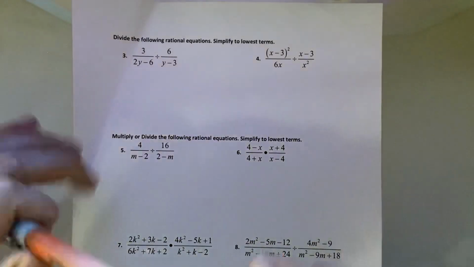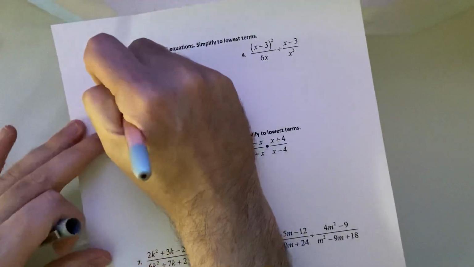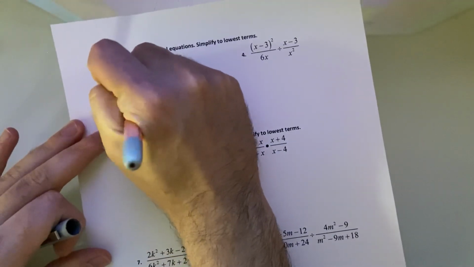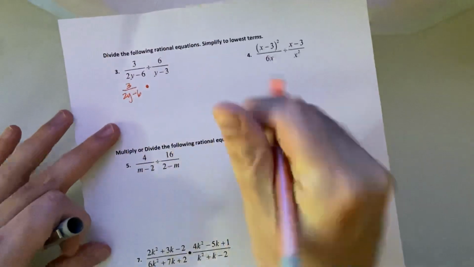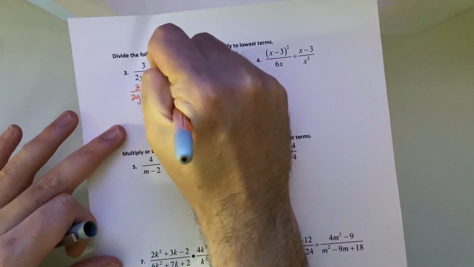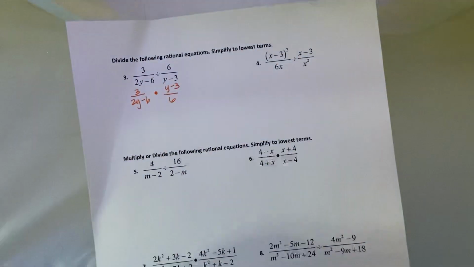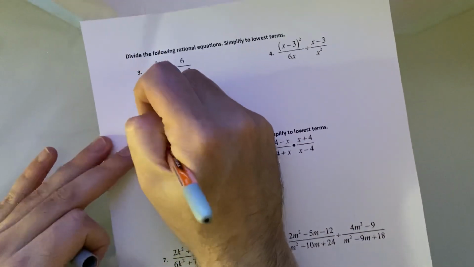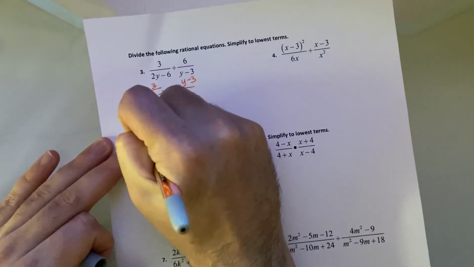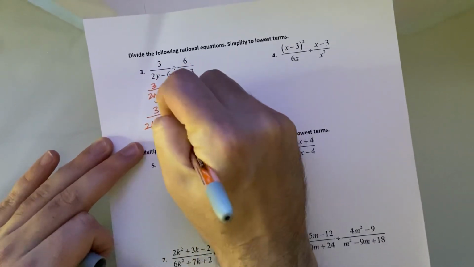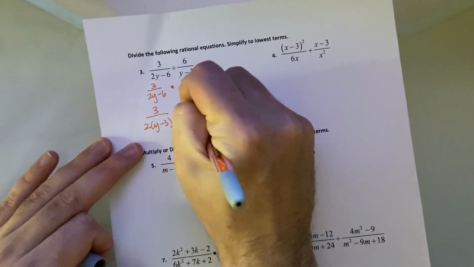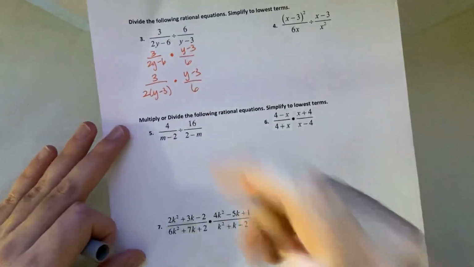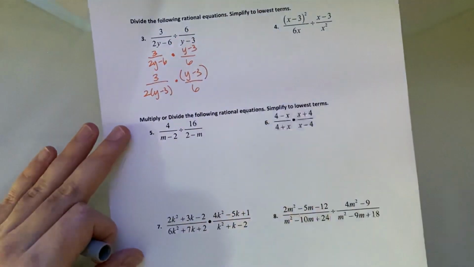Okay, so for division, we turn it into multiplication by keeping the first fraction, switching it to multiplication, and flipping. You guys probably have heard keep, change, flip before. Flipping the second one. Now this is not factored here, so I need to factor. This is 3 over 2 times (y minus 3) times (y minus 3) over 6. And we can put this in parentheses if we want to.